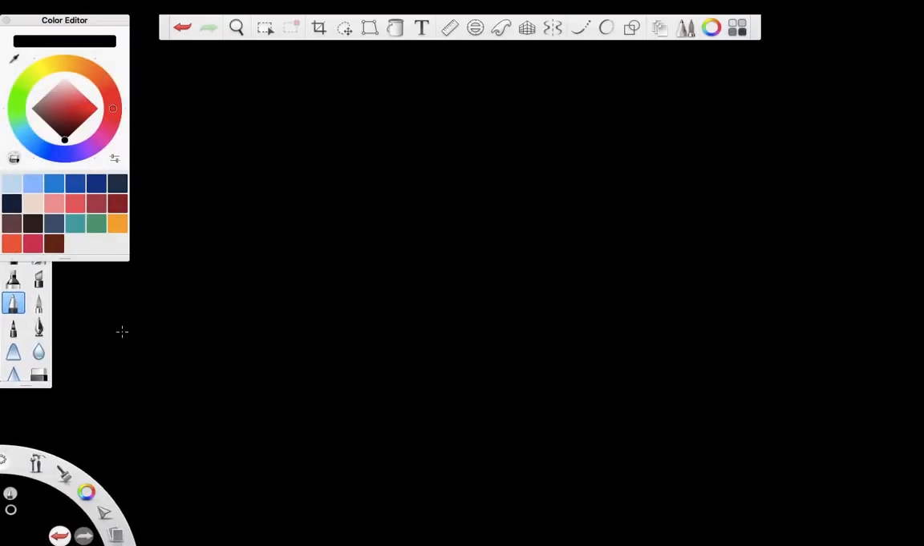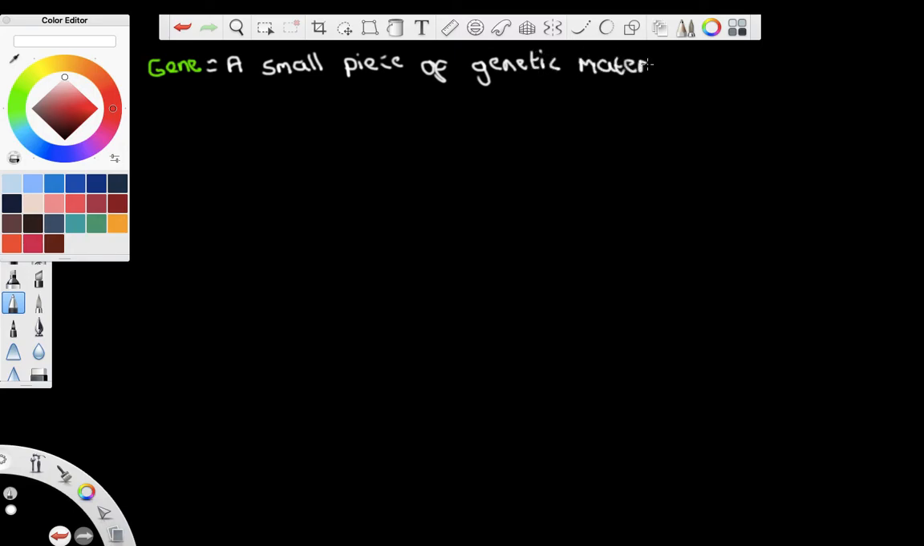So let's start by using a keyword. All keywords are in green. We're going to define the word gene, okay? A gene is defined as a small piece of genetic material that codes for a characteristic.